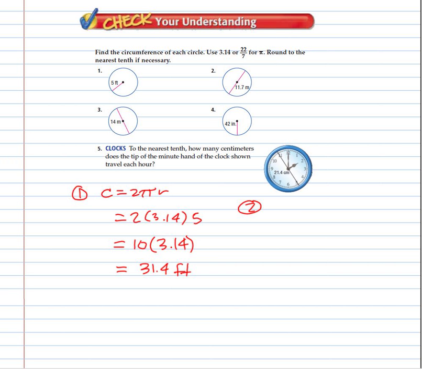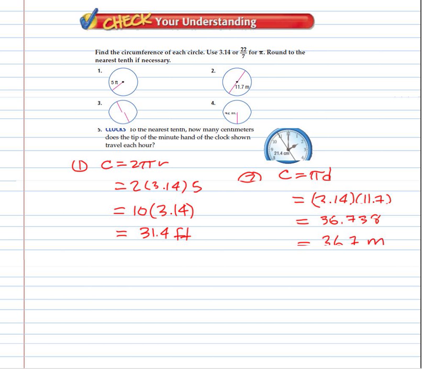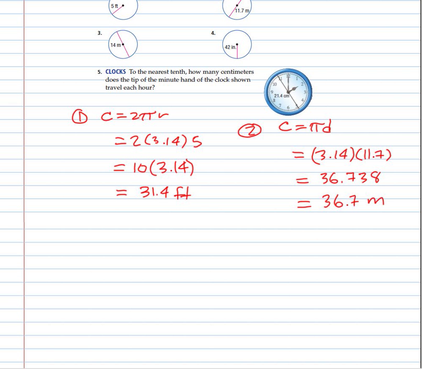Number 2. They give me diameter here, so I'm going to use circumference equals pi times diameter. 3.14 for pi again, because 11 7/10 I don't believe is divisible by 7 or a multiple of 7, so I'm going to multiply 3.14 times 11.7, which is going to give me a circumference of 36.738, but again in my instructions I'm told to round to the nearest tenth if necessary, so 36.7, in this case meters, is my circumference in number 2.